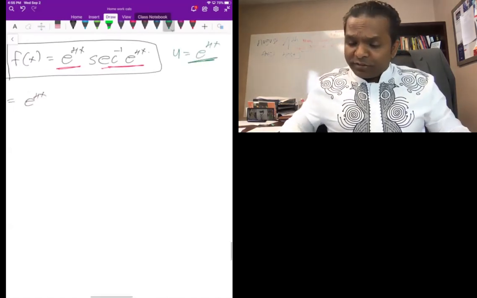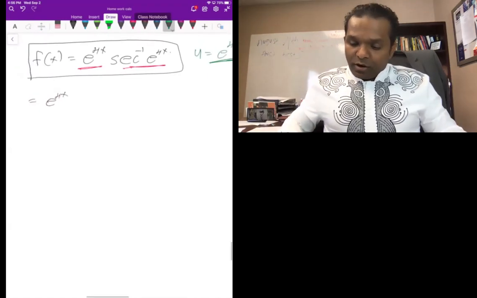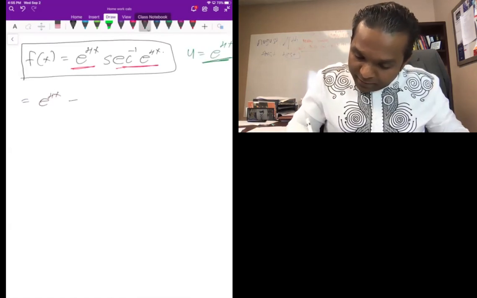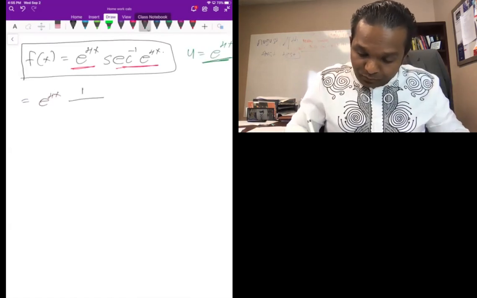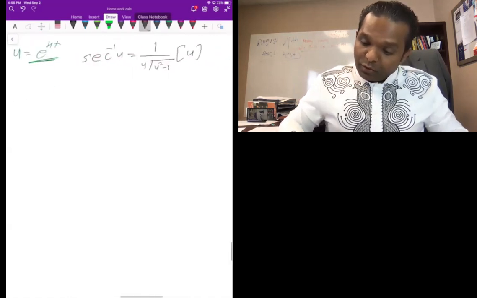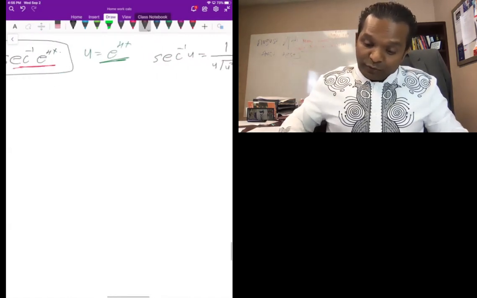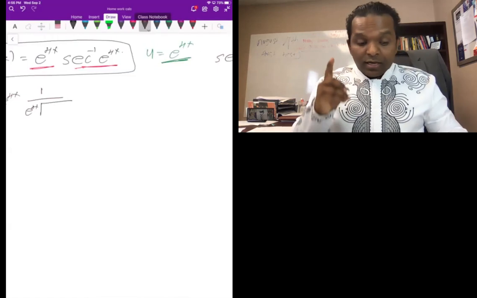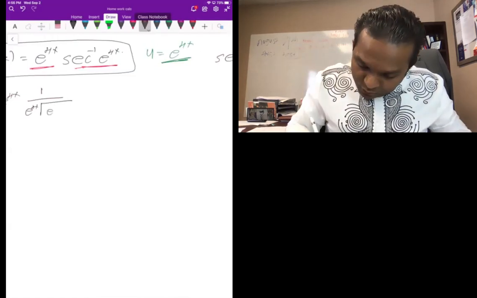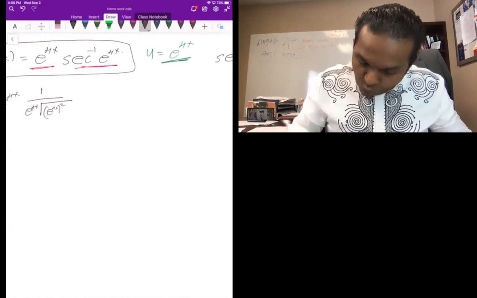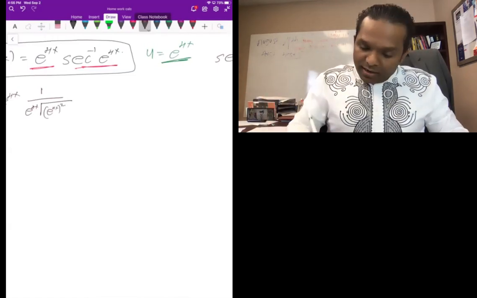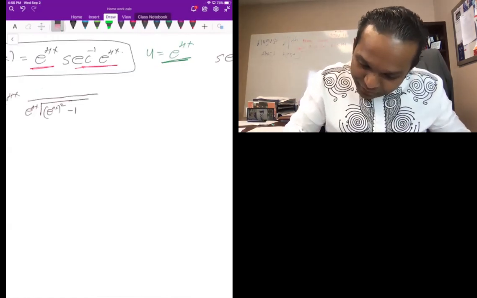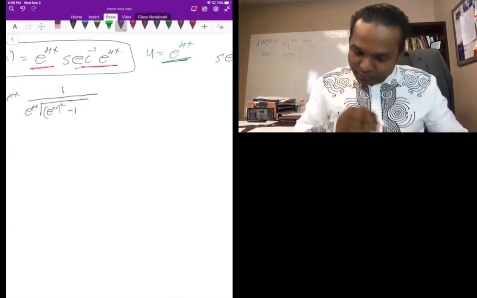Now let's do the problem itself. How are we going to do that? We just put the formula in there. The formula here is 1 over u, and u is e to the 4x. So we put e to the 4x, square root of u squared, which is e to the 4x squared, minus 1. I'm going to make a change here because I like to put it in the middle. Now it is pretty cool.